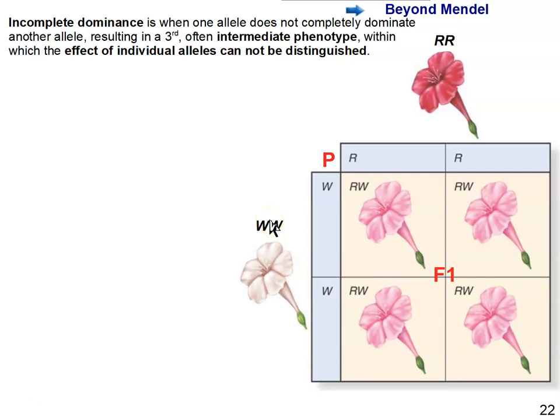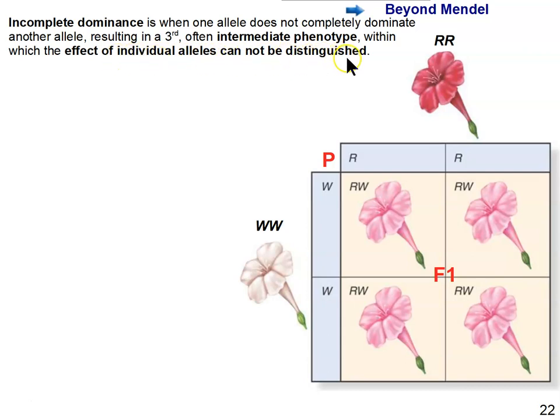As we've been looking at everything that Mendel looked at, all 7 characters that Mendel investigated were completely dominant, either completely tall or completely short, completely round or completely wrinkled, and so forth. In incomplete dominance, the heterozygote shows a phenotype that's intermediate between the 2 homozygous conditions. So there's an intermediate phenotype, in which the effect of the individual alleles cannot be distinguished.